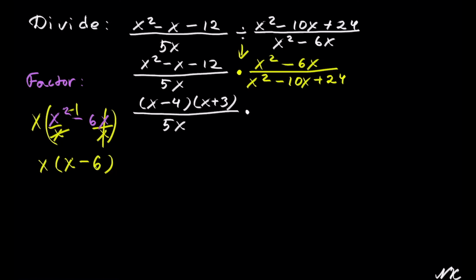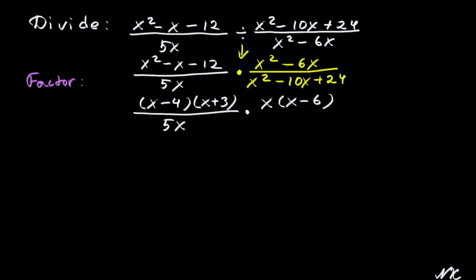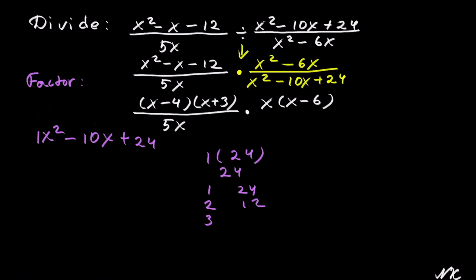So the second numerator factors into x times x minus 6. Let's factor a second denominator of x squared minus 10x plus 24. Let's begin by multiplying leading coefficient by the last number, which is 1 times 24, and we get a product of 24. We need to list all of the factor pairs. We have 1 and 24, 2 and 12, 3 and 8, 4 and 6.